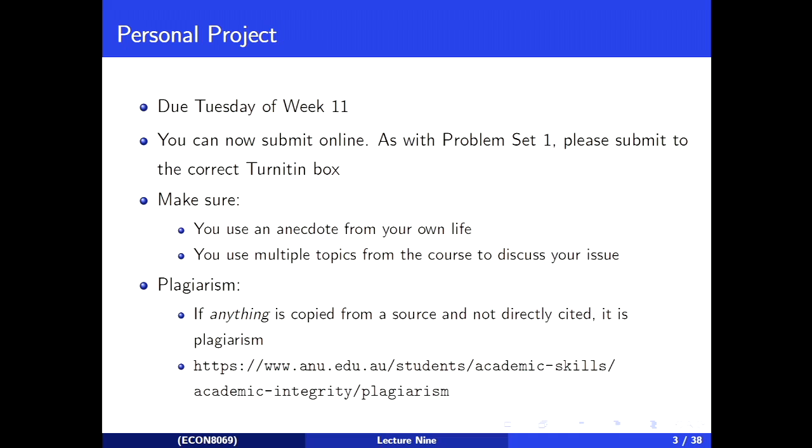Yes? James, in terms of referencing, is the footnote sufficient, as opposed to going back to your reference? Sorry, yes. The question was, do footnotes replace bibliographies? And the answer is no. Footnotes are a short form of this.